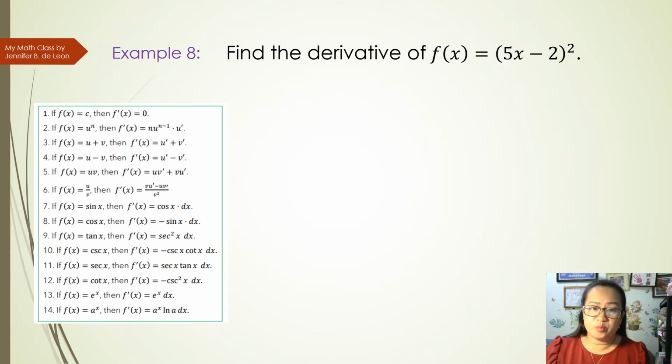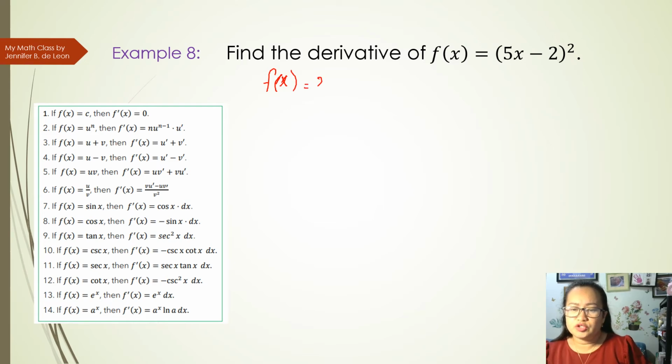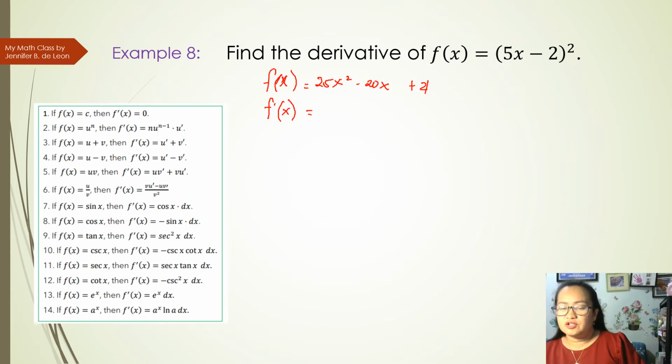Now let's work on example number 8. Find the derivative of f of x equals the square of 5x minus 2. Now since we have a square of a binomial, we can apply what we have learned in grade 8 about special products. So we can expand, okay, f of x will be equal to square the first term, that is 25x squared, square the last term, then we have 4. Now to get the middle term, we multiply negative 2 times 5x, that is negative 10x times 2, so we will have minus 20x.